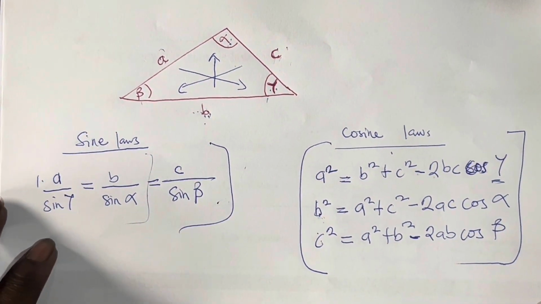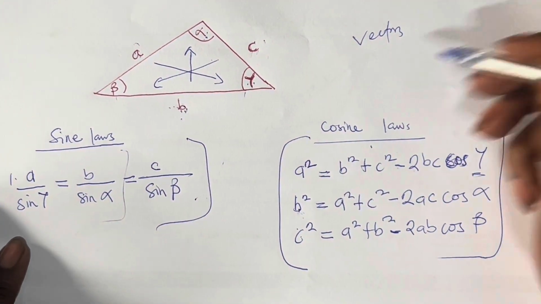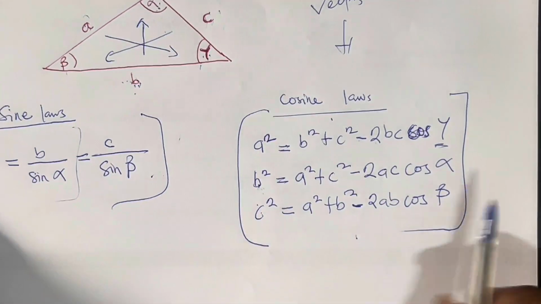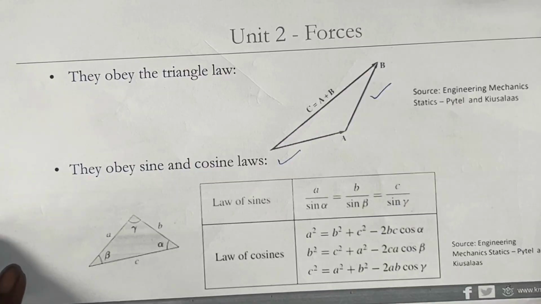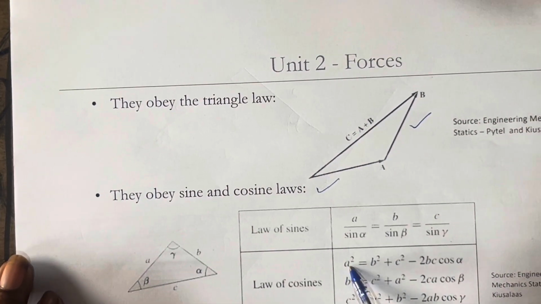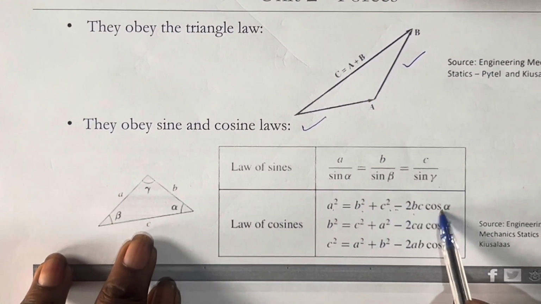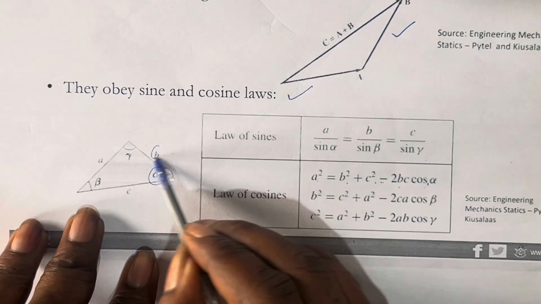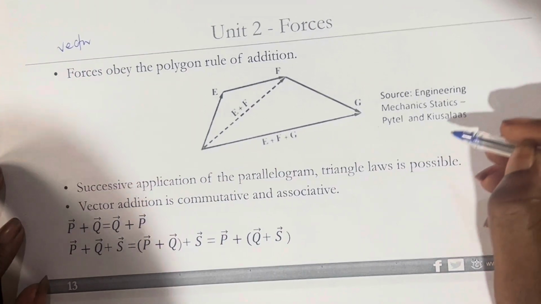So now these laws are what we refer to as the sine laws and the cosine laws. So we say vector quantities, anytime you have a vector quantity, they obey either the sine law or what? The cosine law. All right. So that is what you find here. A squared is equal to B squared plus C squared minus 2BC cos alpha, which is alpha, this one, which is between them. All right, so we are continuing.